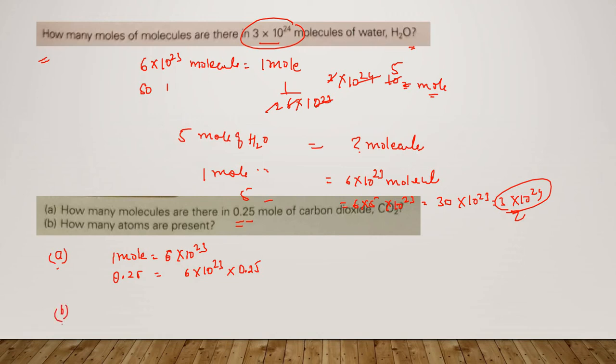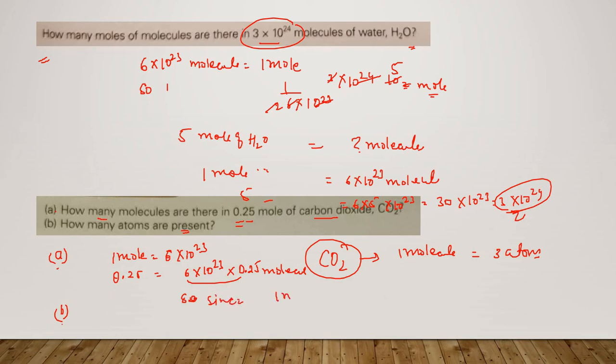Now tell me question B: how many atoms are present there? The question gives the number of molecules from the first part. You know CO2 is a molecule, and this is 1 molecule of CO2. In 1 molecule, how many atoms do you have? You have 3 atoms, correct? Now from the first part you will get the answer in terms of molecules. So you can write that since 1 molecule of CO2 has 3 atoms.